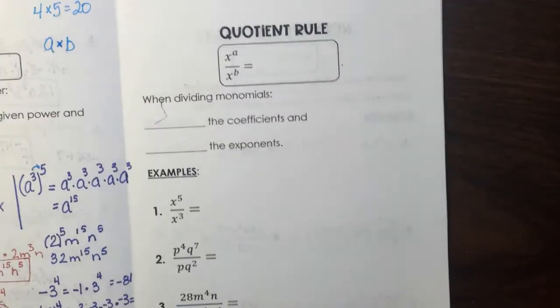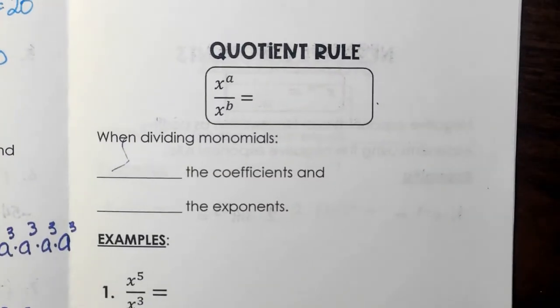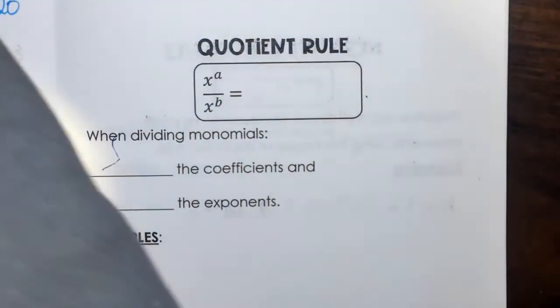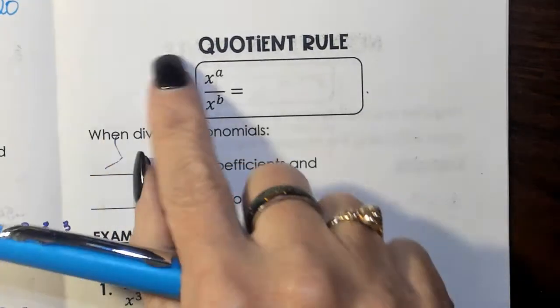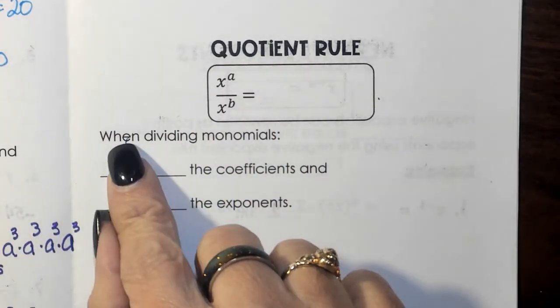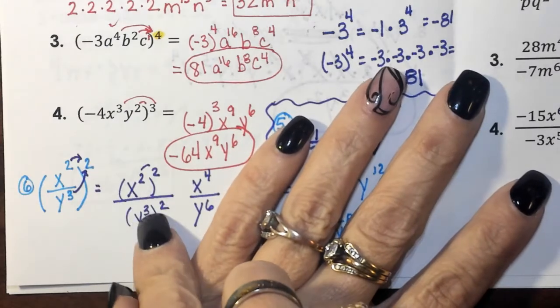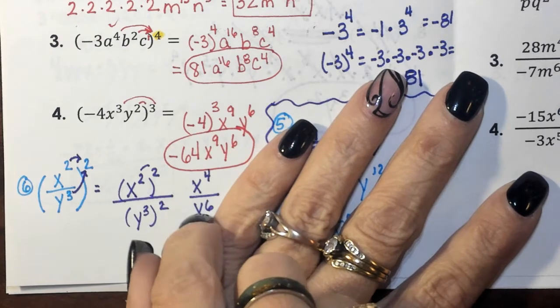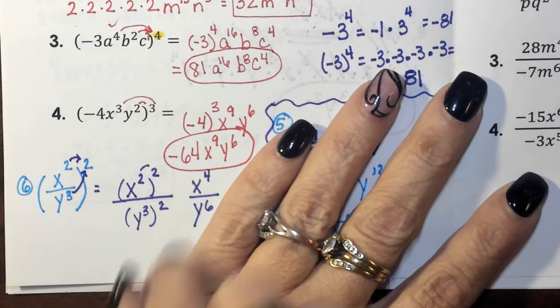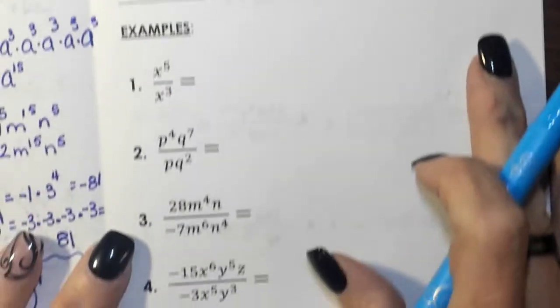Okay, gang, we're on to the quotient rule, and as you guessed, I am not going to give you the rule. I'm going to make you come up with it yourself. So, here we go. Quotient means divide, and that's why it says when dividing monomials. So, we are going to do division. And you might recall from our last little piece, I did something right here, but they weren't like bases. These were different bases. So, let's see what happens.